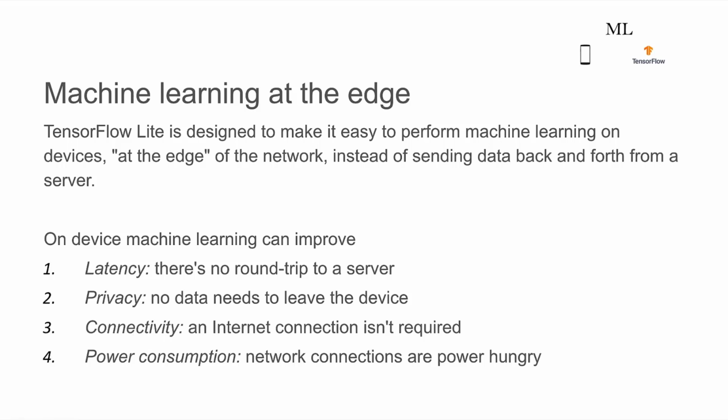So as our machine learning model is present in the application itself, we don't need any internet connection to access it. And the fourth advantage is power consumption. As we are not using any network, our power consumption will be low, which means that our application will not be resource heavy. So these are some additional advantages which we get by using this library.